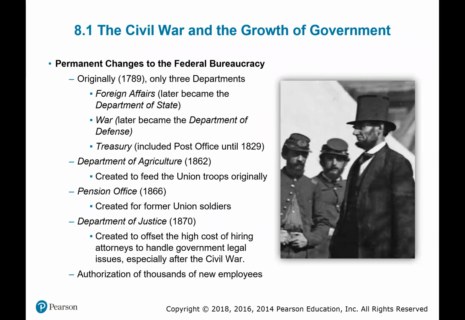Department of Justice, 1870. This was created to offset the high costs of hiring attorneys to handle government legal issues. This is after the Civil War. There was lots of legal issues. There was an attorney general. However, just having so many different legal cases just got too expensive by hiring independent lawyers. So they decided to create a Department of Justice to handle all of these things. And this was the initial growth in the 19th century, and then it continued to grow into the 20th century at an exponential rate.